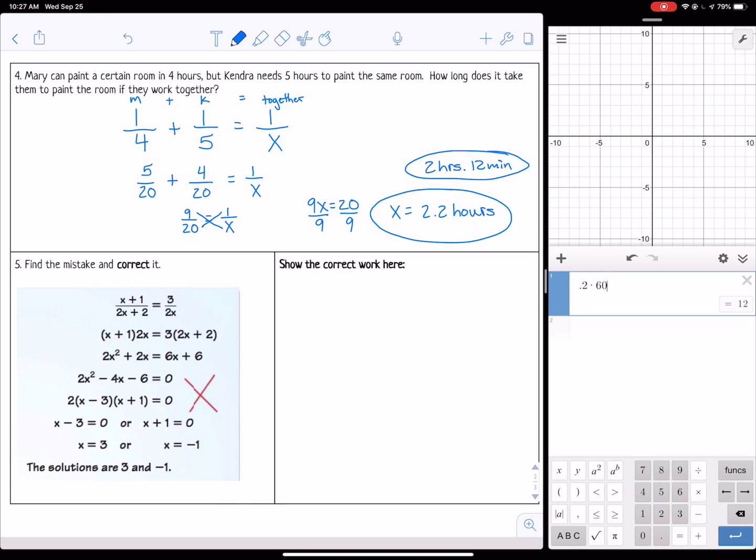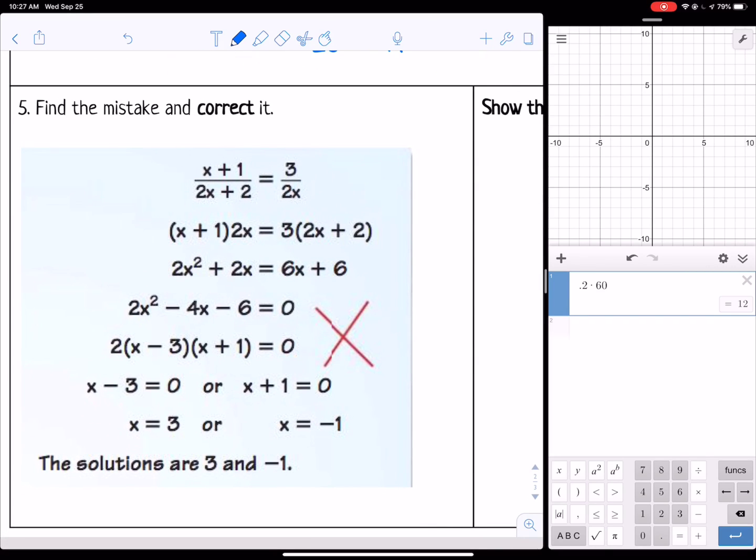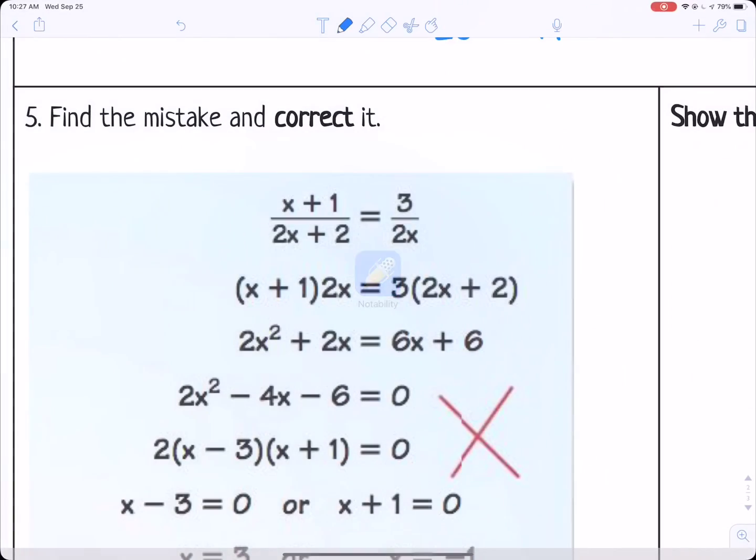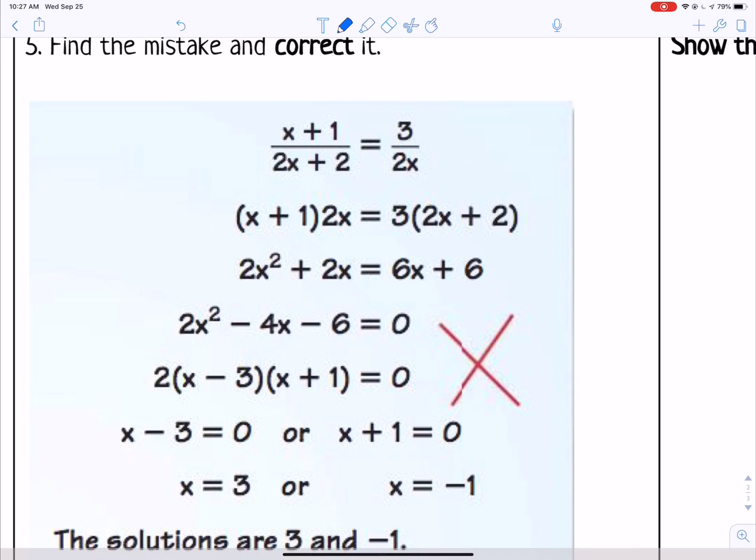For number 5, it says find the mistake and correct it. So in this first part of the problem, we just have to search for where they made a mistake. Let me move my Desmos out of the way for a minute. So let's look at what they've got: (x plus 1) over (2x plus 2) equals 3 over 2x. It looks like they cross multiplied in the first step. So they have 2x times x plus 1. All that looks okay. They have 3 times 2x plus 2. So all that looks okay.